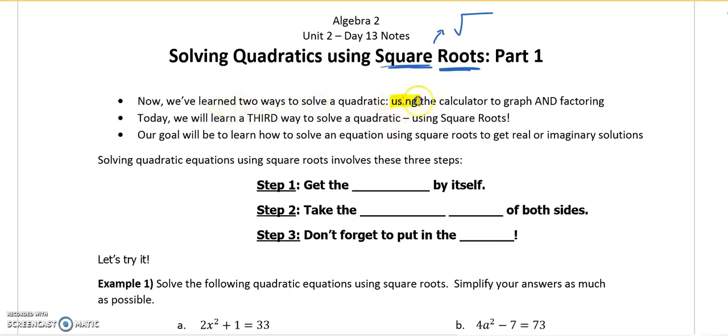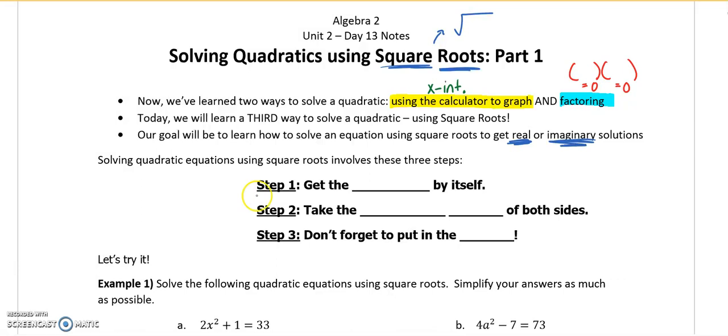We've learned how to use the calculator to graph, and that method required us to find x-intercepts, if you remember those. And the second method we learned was by factoring. Factoring was with those double parentheses, and we set them equal to 0, and we solved. Okay, the problem with only knowing those two methods is there is one type of solution that those two methods never gave us, and that was imaginary solutions. Well, square roots can give us real or imaginary solutions. So that's why this method is pretty important.